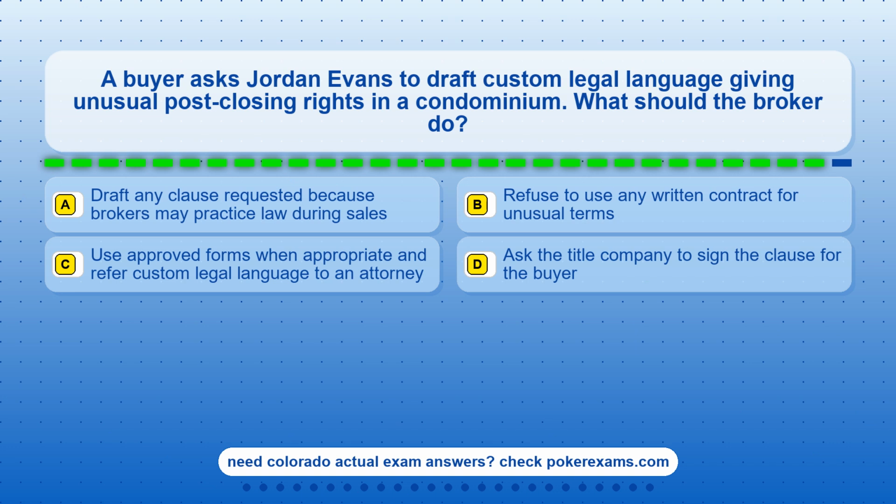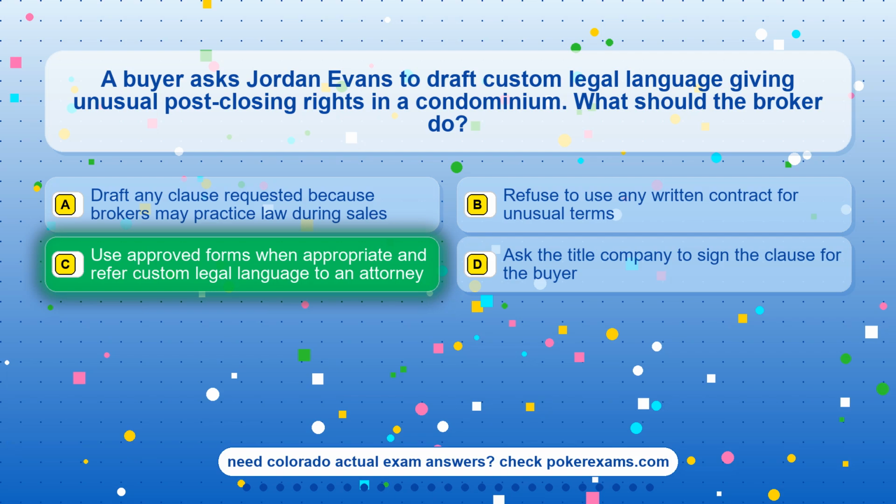Question 12. A buyer asks Jordan Evans to draft custom legal language giving unusual post-closing rights in a condominium. What should the broker do? Option A. Draft any clause requested because brokers may practice law during sales. Option B. Refuse to use any written contract for unusual terms. Option C. Use approved forms when appropriate and refer custom legal language to an attorney. Option D. Ask the title company to sign the clause for the buyer.